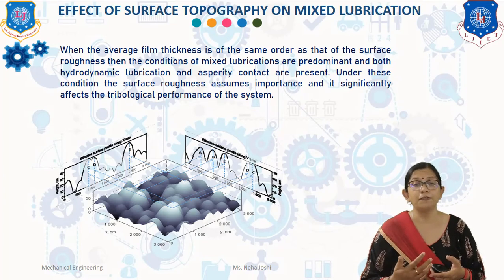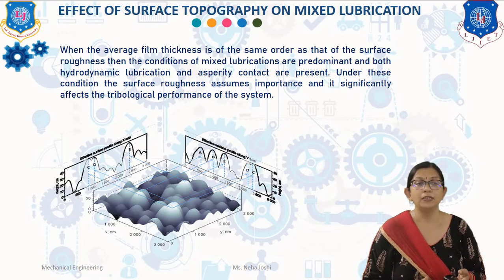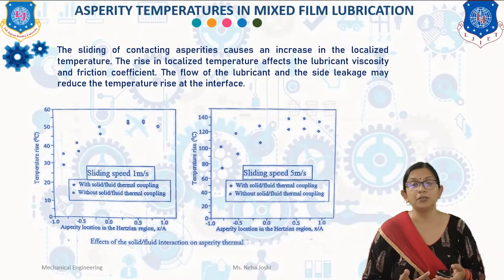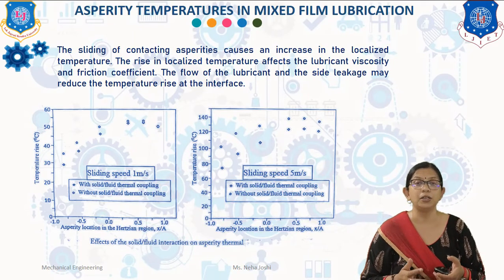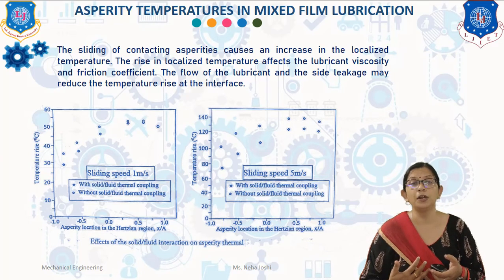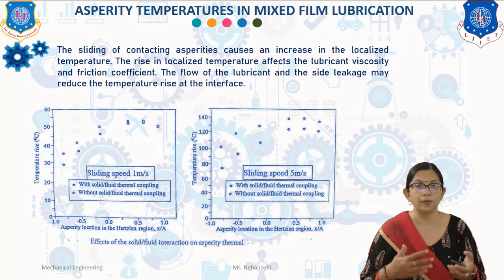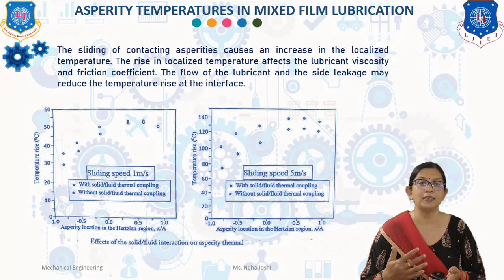For very rough surfaces, skewness and kurtosis parameters may not be considered important, but for relatively smoother surfaces, these parameters are essential. Now, we will discuss the asperity temperature in mixed film lubrication. The sliding of contacting asperities causes an increase in the localized temperature. The rise in local temperature affects the lubricant viscosity and friction coefficient. The flow of the lubricant and the side leakage may reduce the temperature rise at the interface.